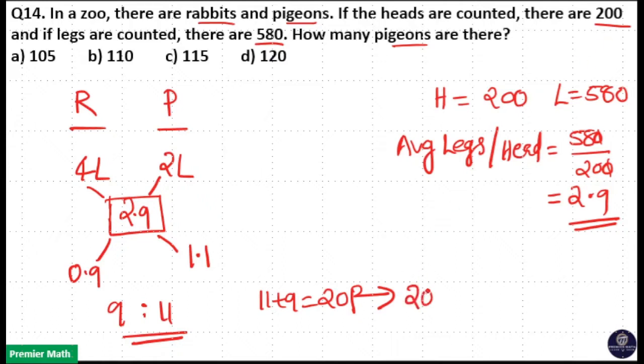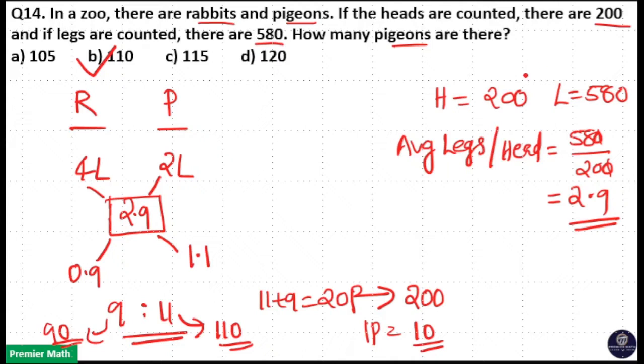That means 200. So 1 part is equal to 10. If 1 part is equal to 10, the pigeons number is 11 parts. So 11 parts will become 110 and 9 parts will become 90. So your answer is option B. Total number of heads means total number of rabbits and pigeons.